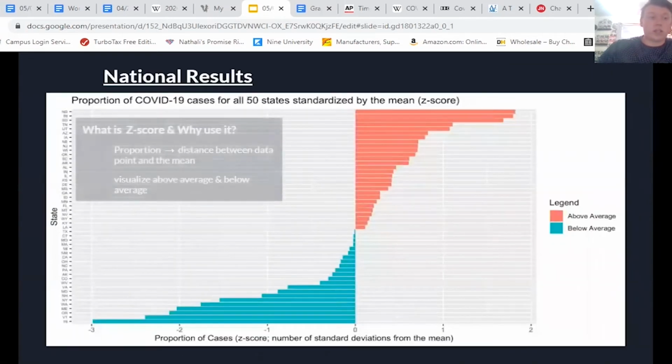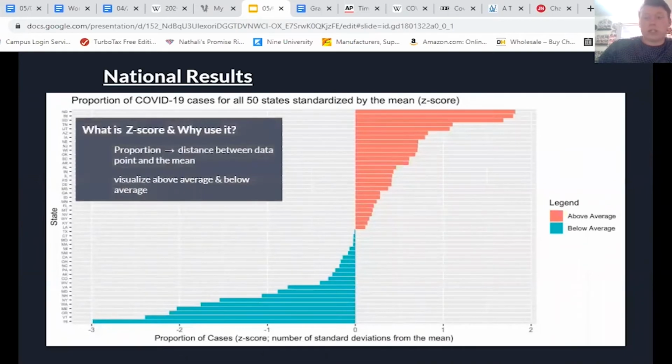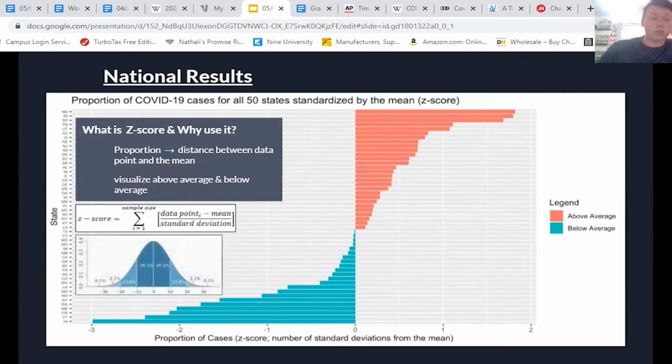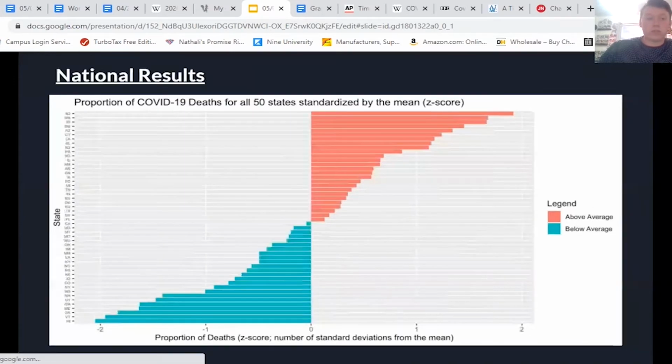So this here is us using the z-score by showing the states that were above our mean, meaning they did worse compared to other states, and then in the blue to the left, the ones who did better. This is the formula to find z-score, as well as a graph to kind of show how z-score is used.